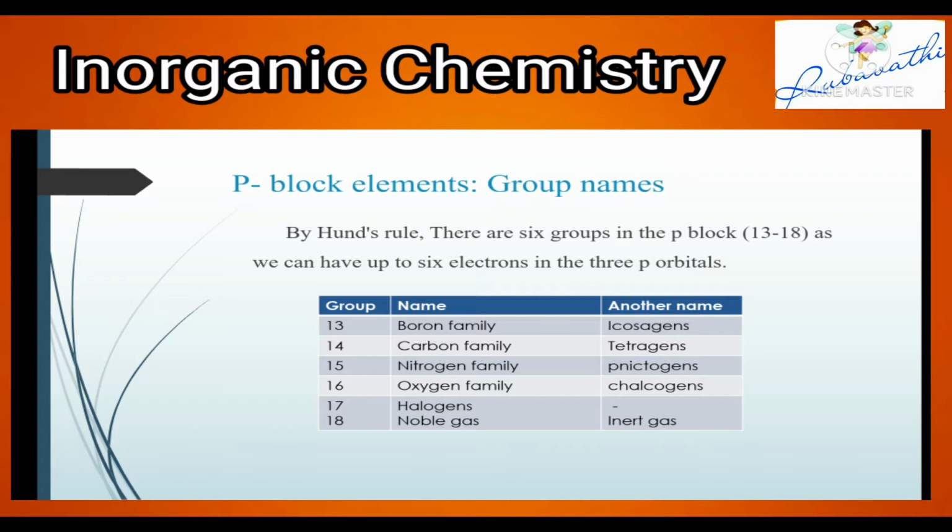Namely, group 13 called icosagen or boron family, group 14 called tetragen or carbon family, group 15 pictogen or nitrogen family, group 16 oxygen or chalcogen family, group 17 halogen family, group 18 noble gas or inert gas.